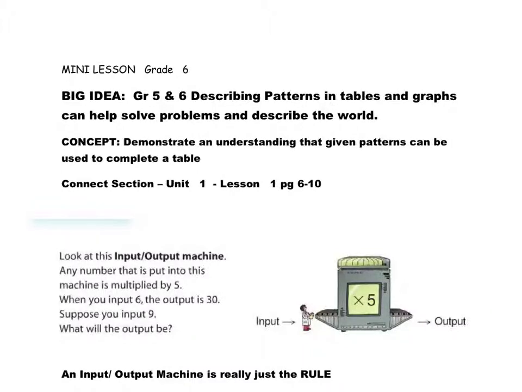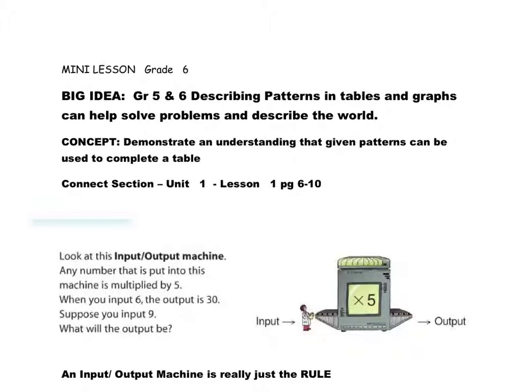Right, we are moving on to our new unit discussing patterns and eventually equality. Our big idea for the patterns section is that describing a pattern in tables and graphs can help us to solve problems and to describe the world. Our specific concept for today is demonstrating an understanding that given patterns can be used to complete a t-table. Once given the pattern, we can use that information to complete a t-table. This is the Connect section of Unit 1, Lesson 1, pages 6 to 10 in your textbook.